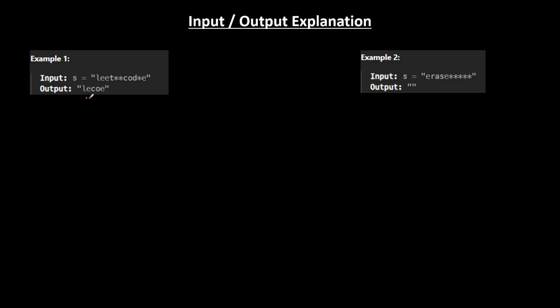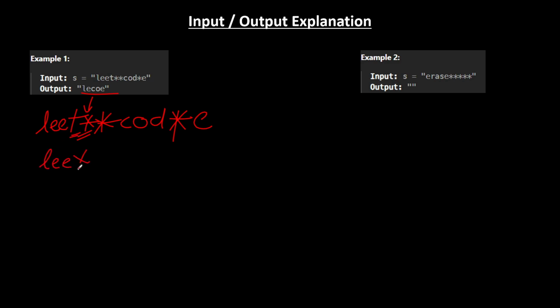Now let's understand the input-output explanation. So here you can see you're given leet, then star, or I will call it asterisk. So the output is Leetcode. How? It was said that if we get an asterisk, we remove that, and the closest non-asterisk character to it. So T is the closest here, so it gets removed.